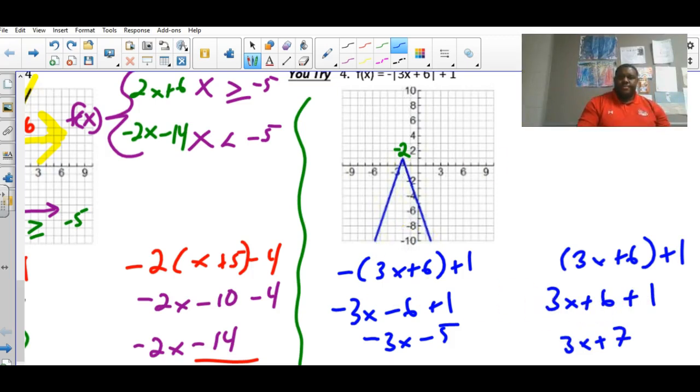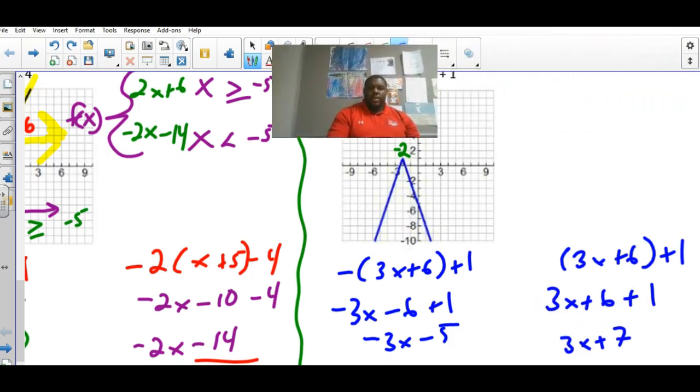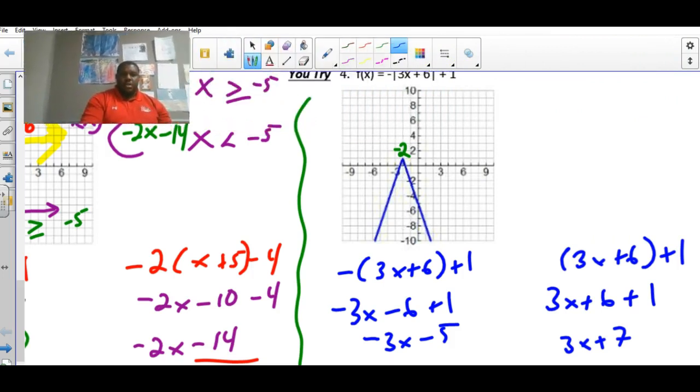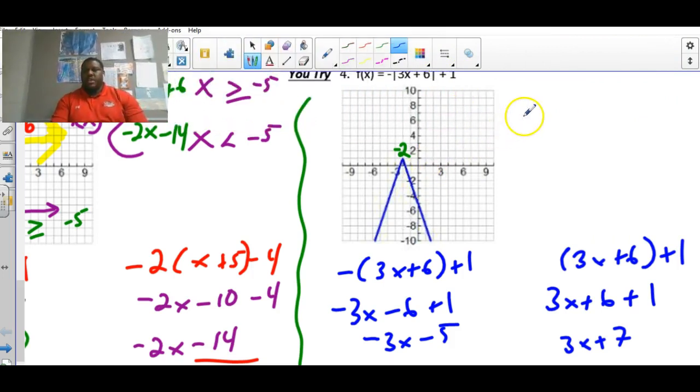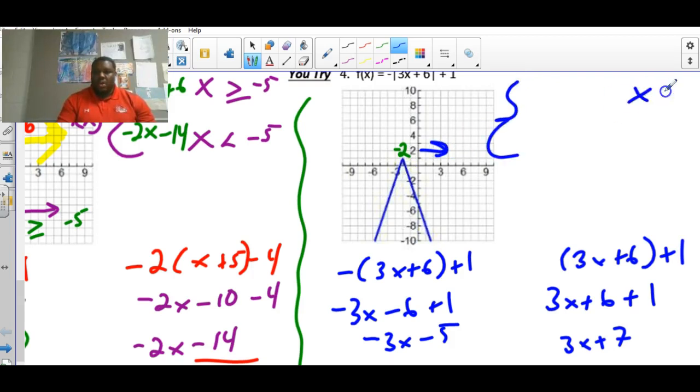Now, the next thing we need to do is look at our conditions. With our conditions here, as x goes this way, again, what are the x values doing? They're getting larger. So x is greater than negative 2.